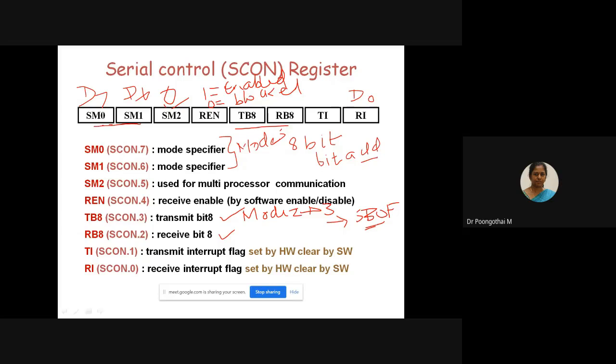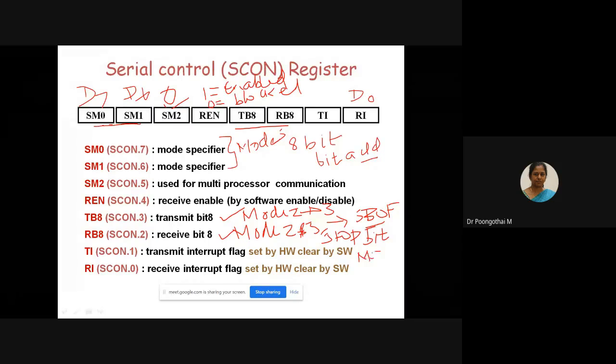In the case of the receive bit, it is also used in modes 2 and 3 during reception. And it is also used in mode 1. The stop bit of mode 1 goes into RB8. Stop bit of mode 1, please note it down.